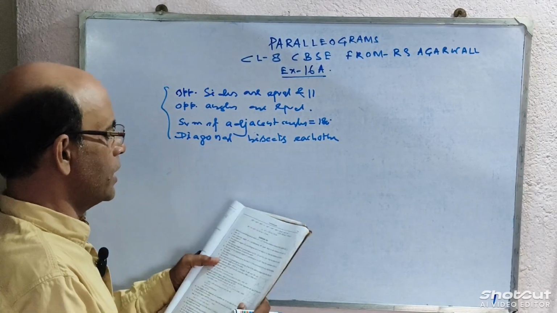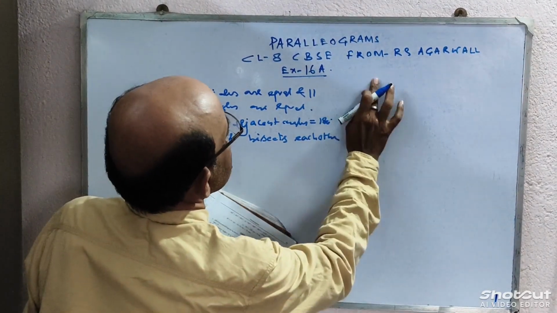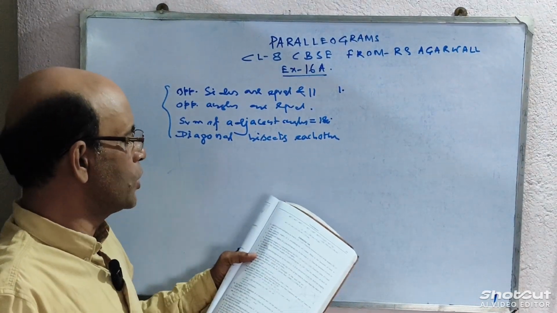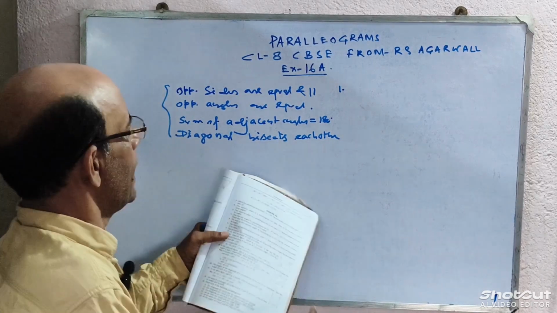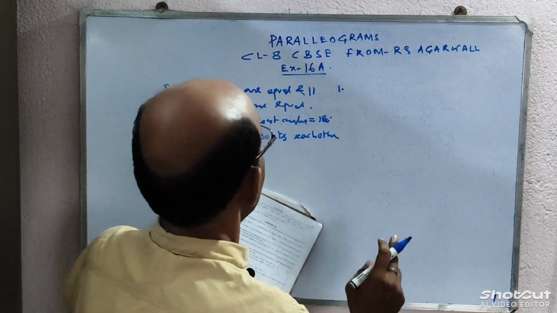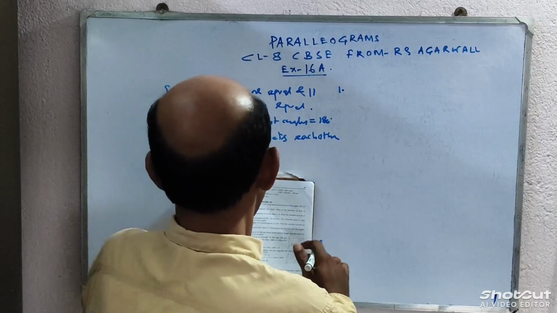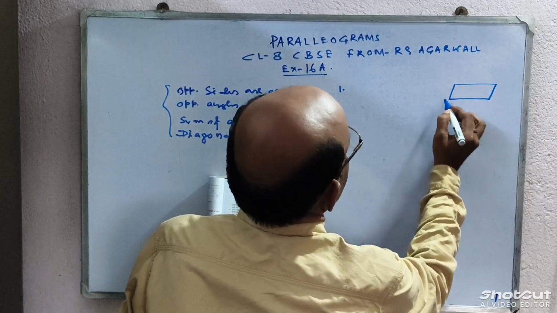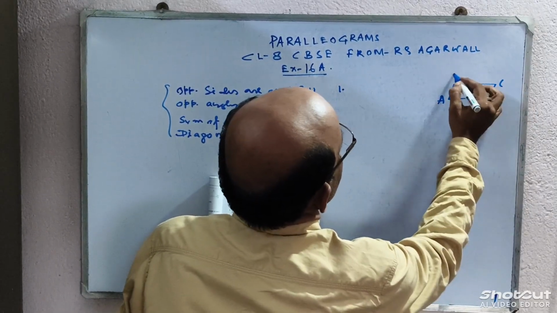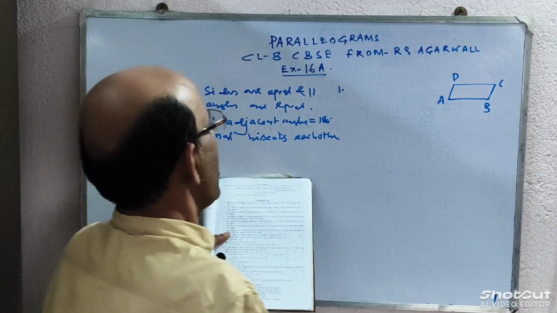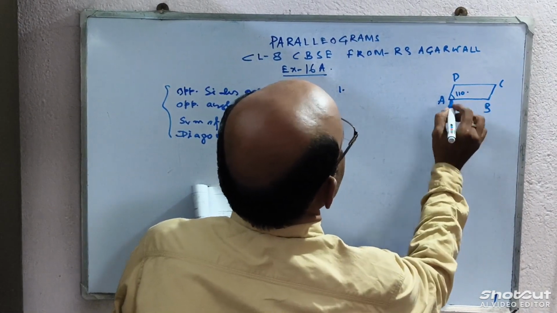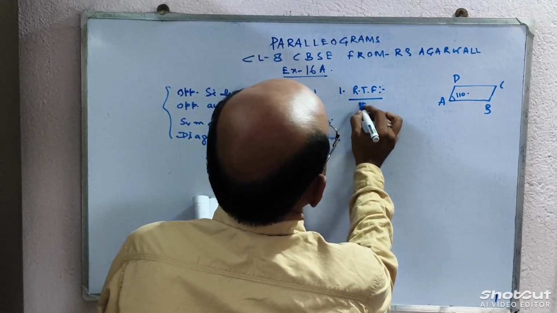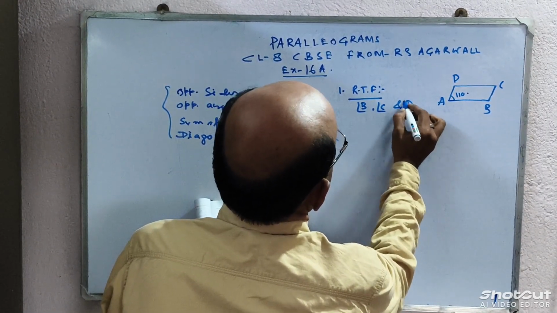First, Exercise 16A, question number 1. What is the question? ABCD is a parallelogram in which angle A is equal to 110. You have to find the measure of each of the angles. ABCD is a parallelogram, no need to draw. Angle A is equal to 110. What is required to find? Angle B, angle C, and angle D.